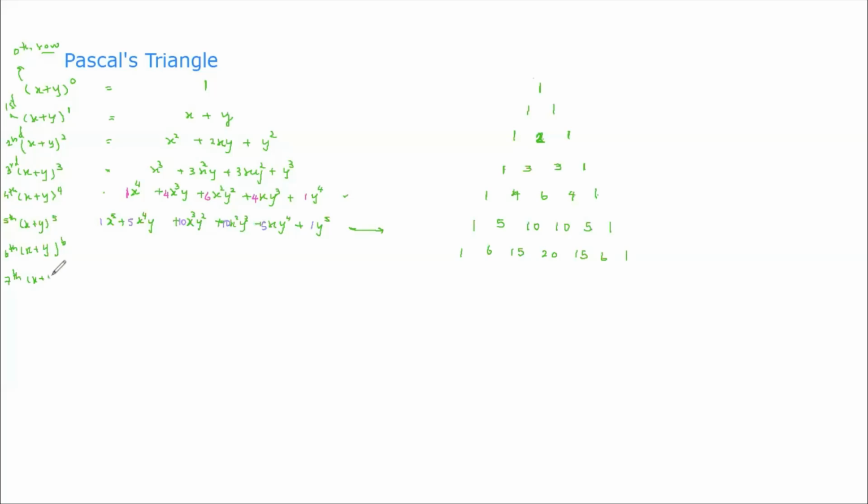(x plus y) to the power 7. Okay, this is the 7th row, okay? So we bring down 1 again. 1 plus 6 becomes 7. And 6 plus 15 is 21. 15 plus 20 becomes 35, right? And 20 plus 15 is 35 also. And 15 plus 6 is 21. 6 plus 1 is 7. And number 1, bring it down.